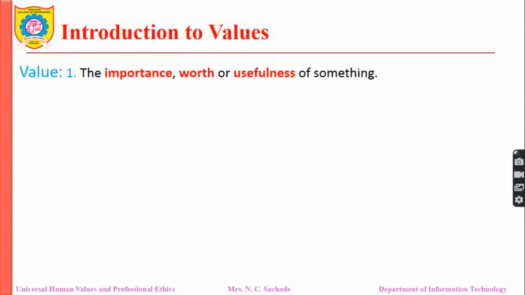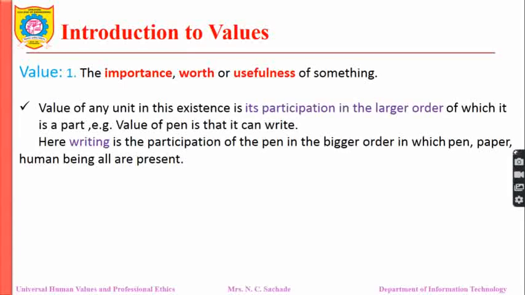So let us begin. The dictionary meaning of the word value is the importance, worth or usefulness of something. So when I consider value as a noun, I understand I am considering importance, worth or usefulness of an object. So how are we going to find out that value? Value of any unit or any entity in this existence is its participation in the larger order of which it is a part. For example, value of a pen is that it can write. Here, writing is the participation of the pen in the bigger order in which pen, paper, human being all are present.